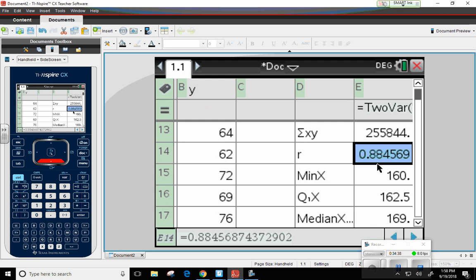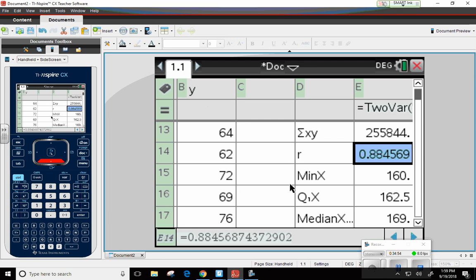How would you classify that? Weak, moderate, or strong? Strong. Remember the interval we were looking at the other day had it between 0.75 and 1 as being strong. Okay, good. Now, we already know that. That's what we've been practicing for a couple of days now.